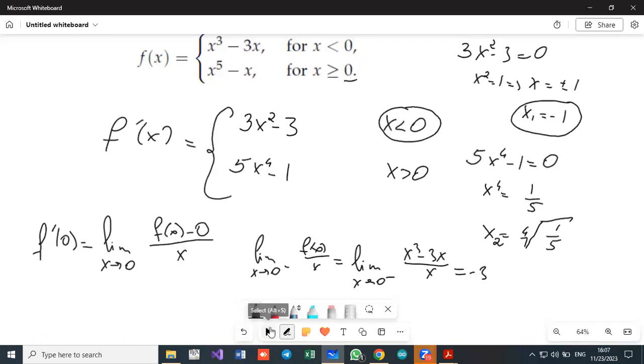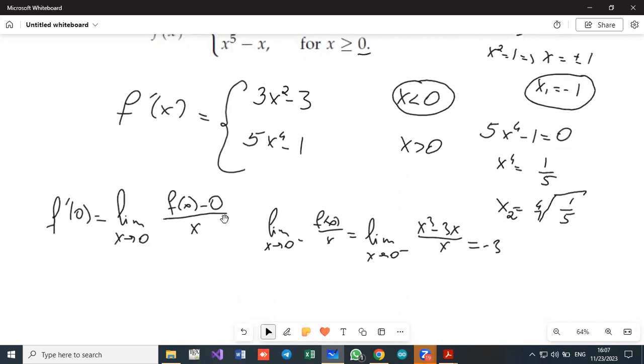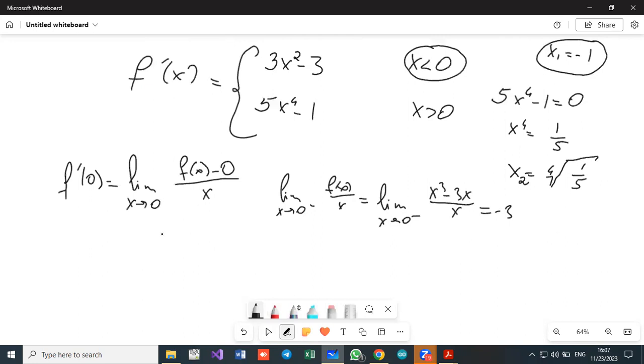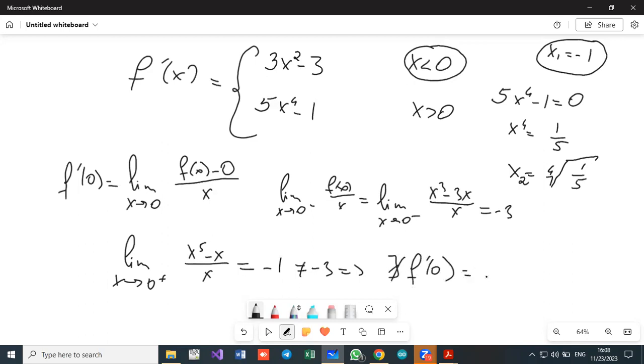Also we should consider the limit from the right side. Limit as x tends to 0 from the right side of our function x^5 minus x divided by x. And what is the limit of this one? Minus 1. Thank you. Minus 1 is different from minus 3, so we can say the derivative of our function at 0 doesn't exist. Hence, x3 equals 0 also is a critical point.